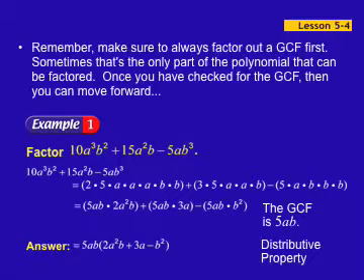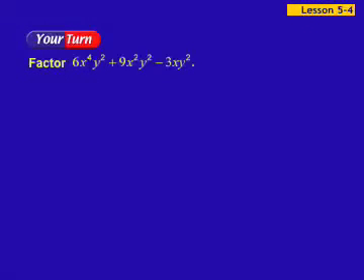And this is the reverse distributive property. And it gives us an answer of 5ab times 2a squared b plus 3a minus b squared. Try this one.